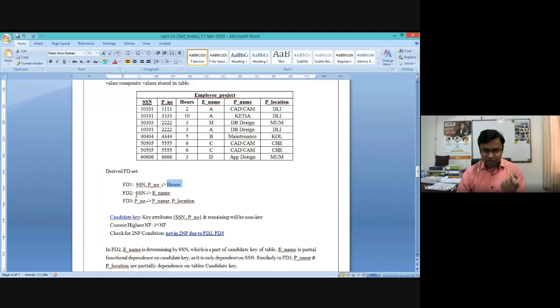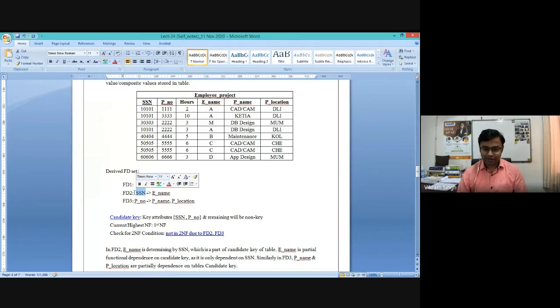If you go to FD2, SSN is determining E name. SSN is a part of the key. SSN is not the whole set. So SSN is an attribute which is a part of the key, an element from the key subset of attributes.